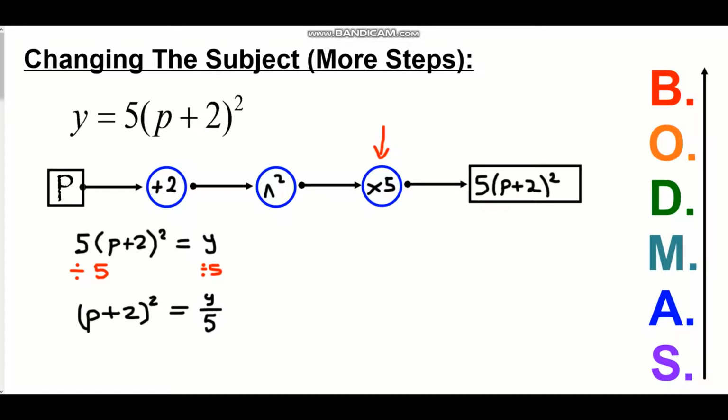The next thing we have to undo is this squared that's outside the bracket. Okay, so to undo a square, I'm going to square root everything on the left-hand side, and I'm going to square root everything on the right-hand side. That gives me p plus 2, but no squared and no brackets, equals the square root of y over 5.